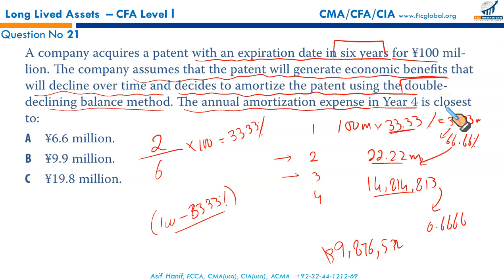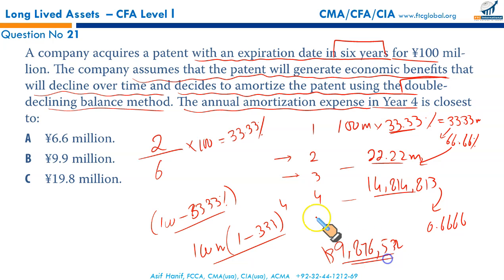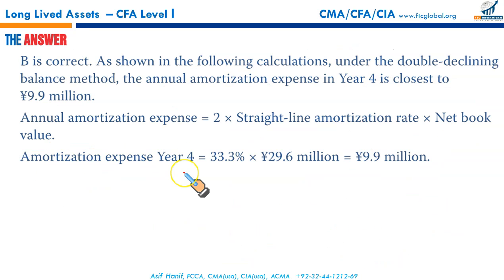I prefer this method because sometimes in-between working is needed. Otherwise, we could calculate directly by multiplying 100 million with 1 minus 0.333, to the power of 3. But this intermediate working is sometimes very helpful. Sometimes we have to work forward and backward, so it doesn't take much time, but intermediate working is essential. So 9.876, that's 9.9. B is the right answer.